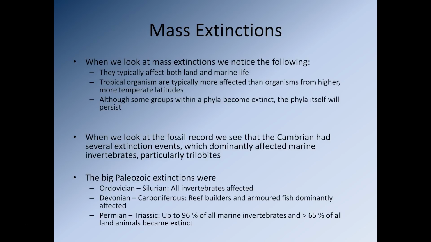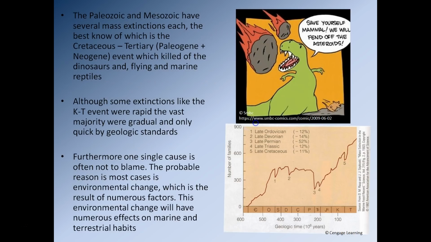And right at the end of the Permian, we have the Permian Triassic mass extinction, also called the Permo-Trias mass extinction. And this one is the big one. It's the biggest mass extinction. It's the closest we've ever come to just completely resetting all life on Earth. The Permo-Trias mass extinction affected up to 96% of all marine invertebrates, which went extinct, and in excess of 65% of all land animals became extinct. So it was an absolutely massive mass extinction.